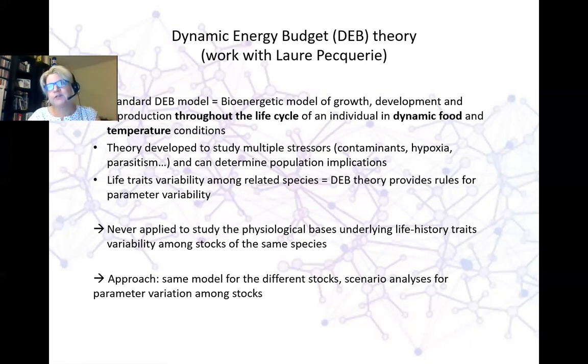So that's what I'm going to look at first, and look at life trait variability among related species. DEB provides rules for the variability, but it's never been applied to the physiological basis underlying life history traits among stocks of the same species. And I think that can provide a lot of insight into how these DEB parameters can change based on evolutionary pressures. This is still a work in progress, but I wanted to show you where we were going with it. And hopefully by the next DEB, I have more to say about it.